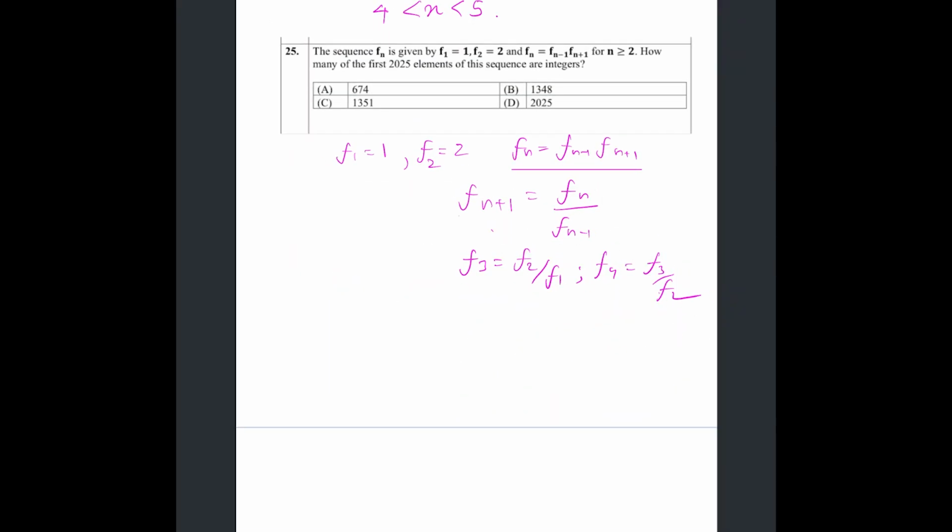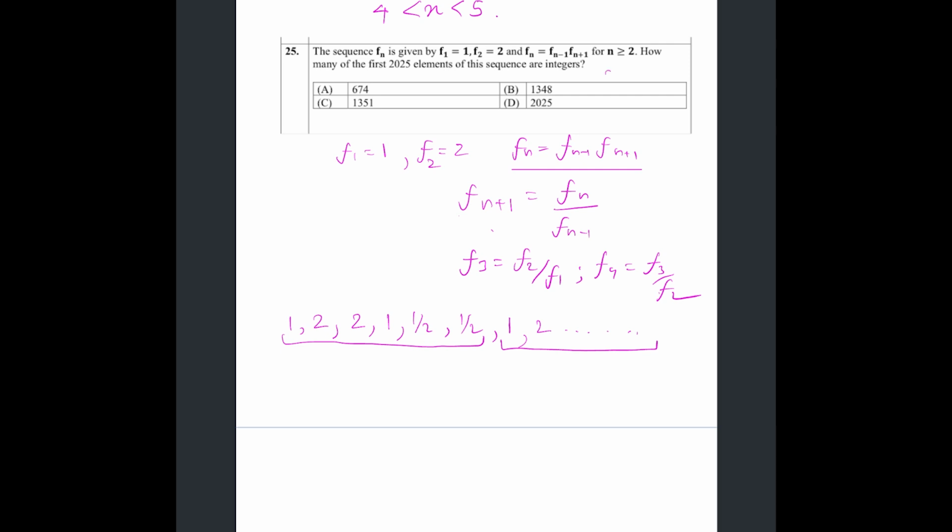So let's see how the sequence goes. So we'll have 1, 2 and f3 is 2 by 1, which is again 2, f4 is 2 by 2, which is again 1, f5 is 1 by 2, which is half, f6 is 1 by 2 by 1, which is again half, and f7 is half by half, which is 1, f8 is 1 by half, which is 2, right, and so on. Now if you see, we got the first two terms again. Now this thing will repeat. So the sequence repeats every 6 terms, right? So every 6 terms the sequence repeats.